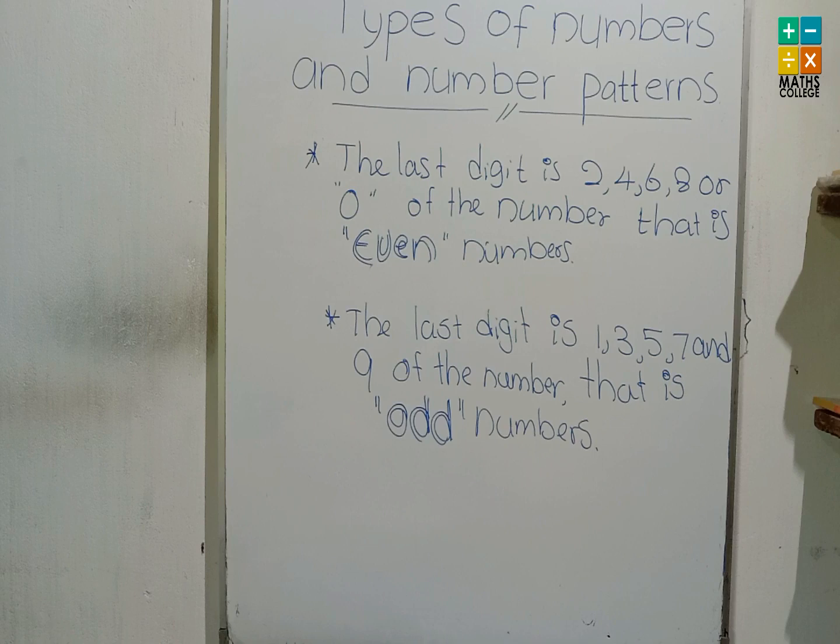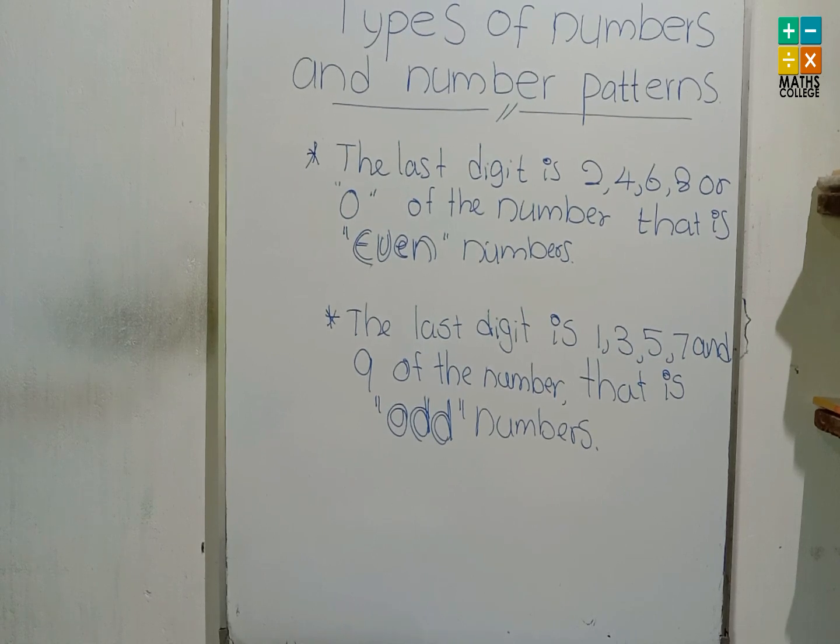As an example, 113. Yes, 3 is the last digit. Therefore, my dear students, that number is an odd number. Consider 47. 7 is the last digit. 7 is an odd number. Therefore, 47 is also an odd number. Okay. Now you can identify which are the even numbers and which are the odd numbers.